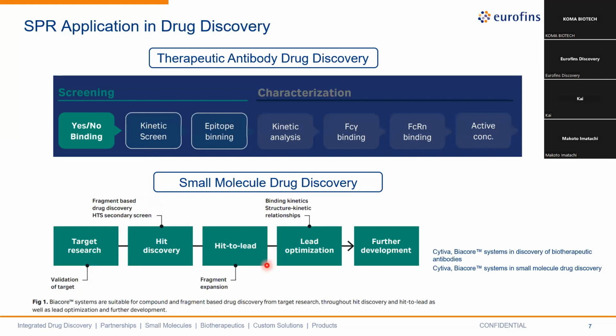Hit-to-lead fragment expansion, you can use it to check the binding affinity and kinetics. Lead optimization as well, binding kinetics and structure-kinetics relationship. You can use SPR to give you very good and fast information for small molecule drug discovery and further development, for the solubility, all those things. SPR can test the binding of the drug to the protein, the target protein.